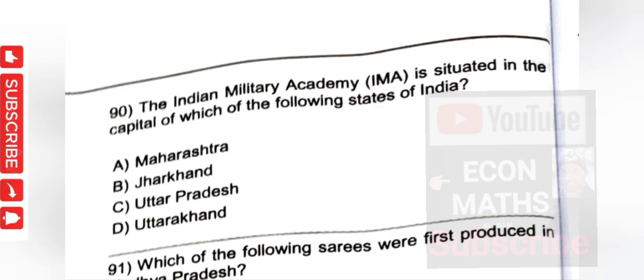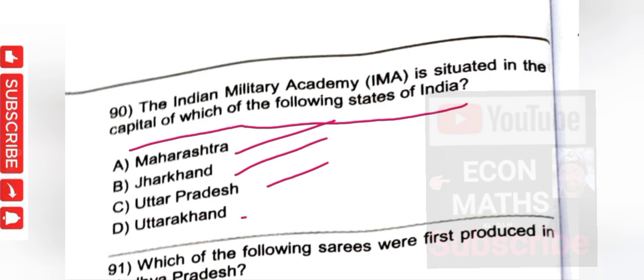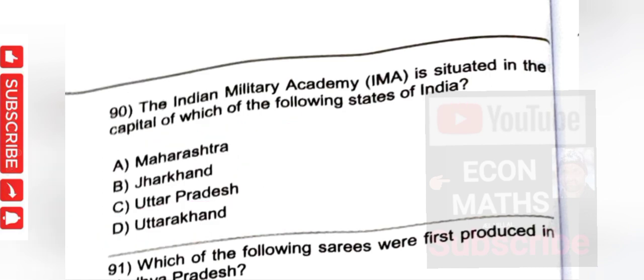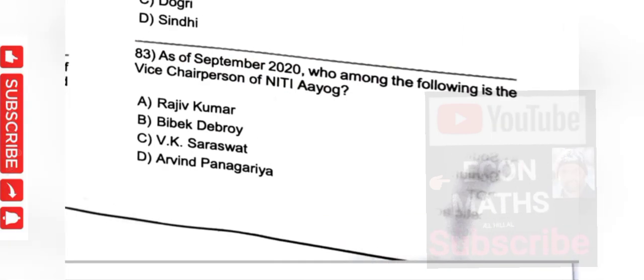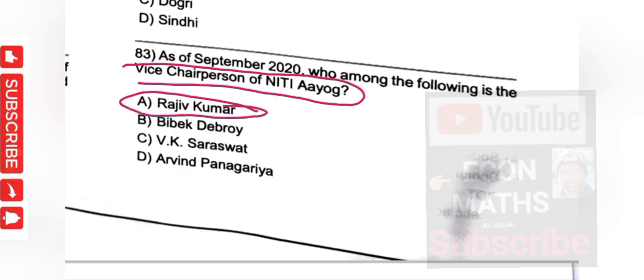Next question is Indian Military Academy is situated in the capital of which of the following states of India? The options are Maharashtra, Jharkhand, Uttar Pradesh and Uttarakhand. So IMA is situated in Uttarakhand. Next question is as of September 2020, who among the following is the vice chairperson of Niti Aayog? I guess it is Rajiv Kumar.